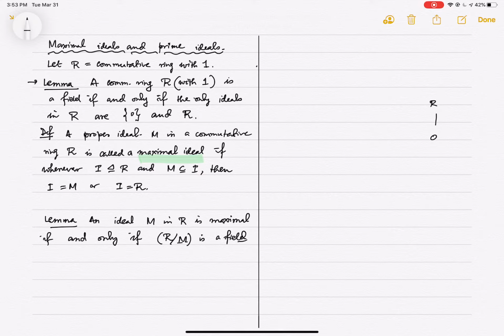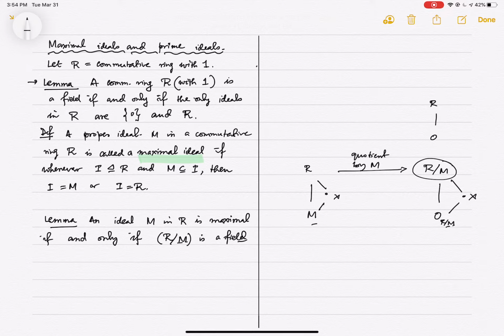And the proof of this other lemma is that you have R and M. Now you quotient by M, then you go to R mod M, and M becomes the 0 in this ring. And the ideals in between here will correspond to the ideals in between here. That's the correspondence theorem. So R mod M is a field means that there is nothing in between here, which means there is nothing in between here, which means M is maximal.